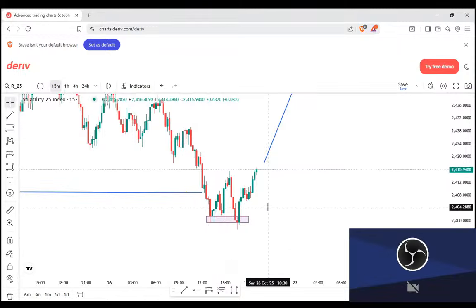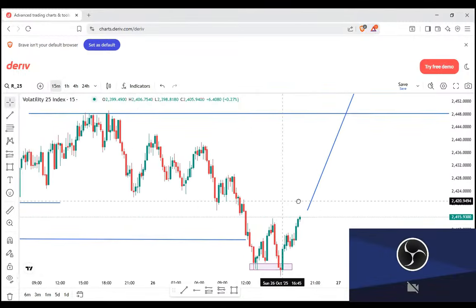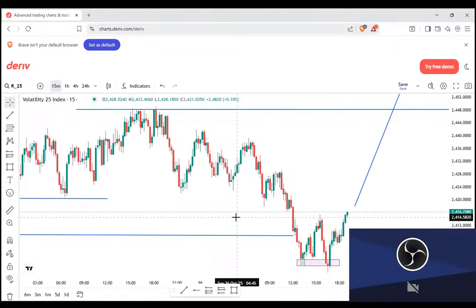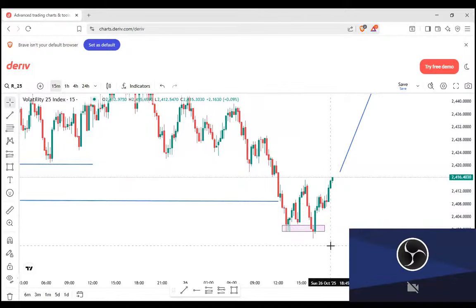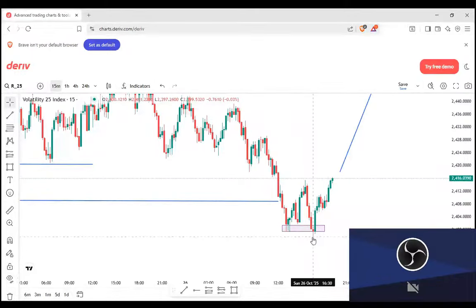You see, it's trying to print an equal low, pushing price up. Now, this is the low that got broken. Price broke it out, tried to retrace, and came back again. This low is being respected. This is a fake out, a liquidity hunt, where they find people's stop losses.